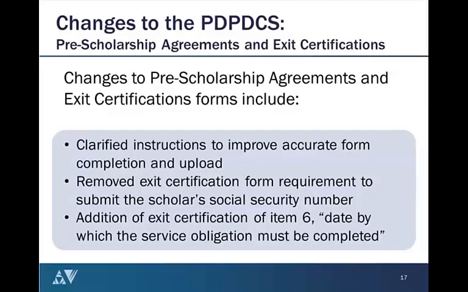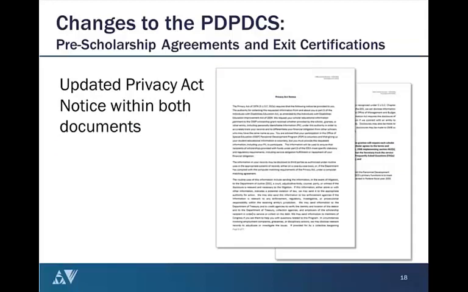There have been some changes made to the pre-scholarship agreements and exit certifications. These changes include clear instructions for grantees and scholars to complete the pre-scholarship agreement and exit certification and to upload it into the DCS properly. Specifically within the exit certification, there were changes made to the document requirements to include the removal of the scholar's Social Security number and a date by which the service obligation must be completed to ensure the scholars fully understand their obligation. The Privacy Act notice was added to both documents, outlining the legislation that applies to these agreements and requirements your grant must take to protect the scholar's privacy.